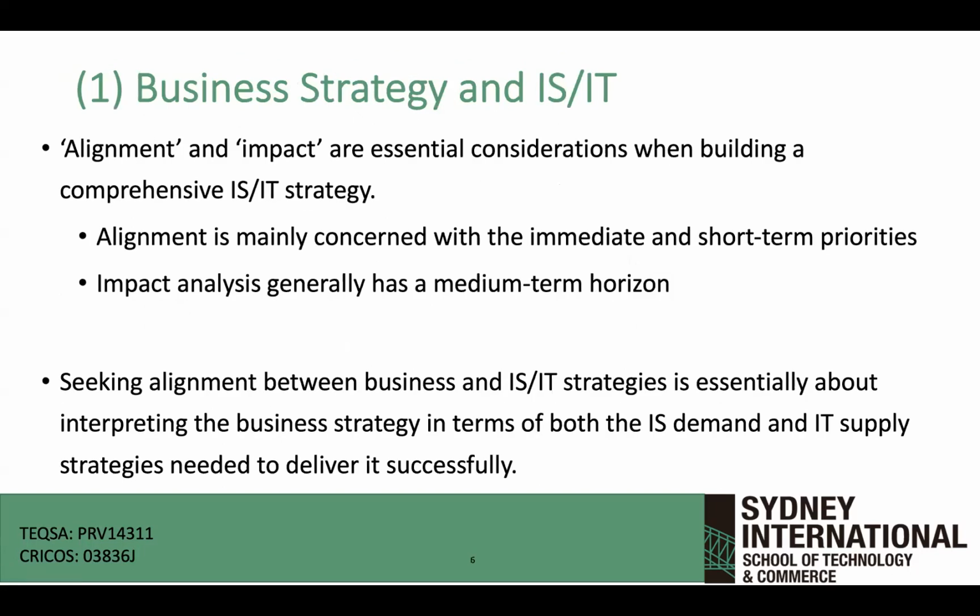When I talk about business strategy and IS and IT, we talk about both alignment and impact. There are two essential things when I'm building an IS and IT strategy. Alignment needs to be with my short-term priorities, what I'm doing now, in the next probably 3 months to a year. When I talk about impact, it's an impact that I need to measure, and it's very hard to measure unless you take a medium to long-term horizon.